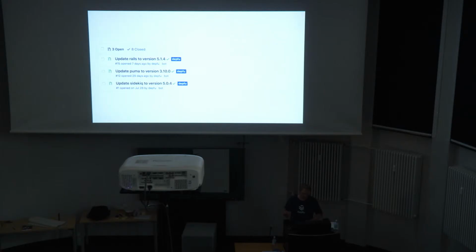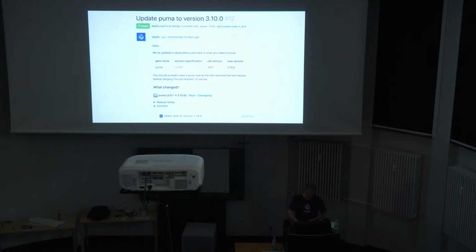We try to be very careful about this. So we're not going to send you 50 pull requests if you have 50 outdated gems, right? We limit it and trickle it down, as fast as you can merge them or want to merge them. This is how a pull request looks like.